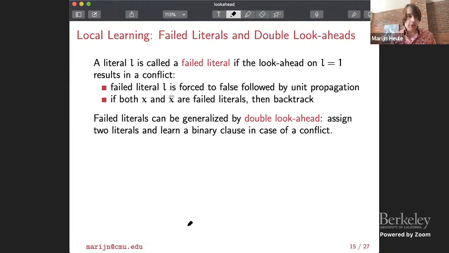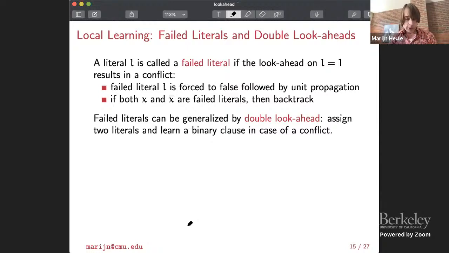Let me first talk about the easiest part, and we already talked about it, which is the failed literals. So we do a look ahead on L is true. If it results in a conflict, then we know that L has to be false in all satisfying assignments. If both the look ahead on L and the look ahead on not L are failed literals, then we actually found a dead end situation, and that node is a dead end, and we need to backtrack.